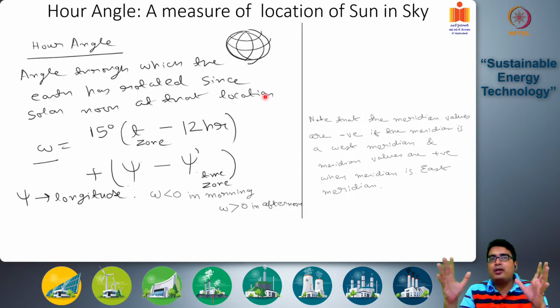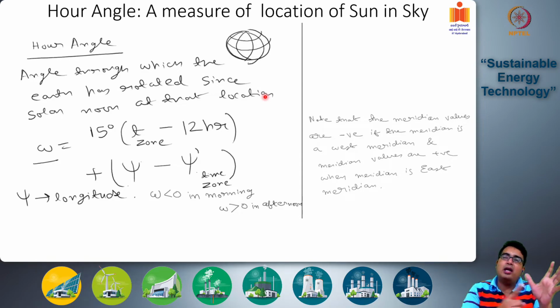Remember, there are 24 hours in the day, and the sun rotates one full circle in 24 hours. Basically, the relative motion of the sun in the sky is one full circle in 24 hours. So one full circle is 360 degrees. 360 degrees divided by 24 is 15 degrees. So in 1 hour, the sun appears to move by 15 degrees on a given day. So this hour angle is the angle through which the earth has rotated, or with respect to the earth, the sun has moved since the solar noon at that location.